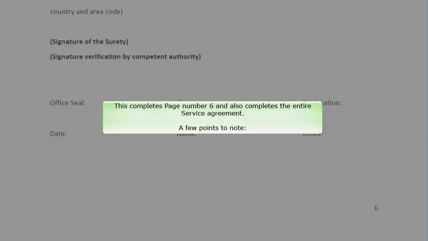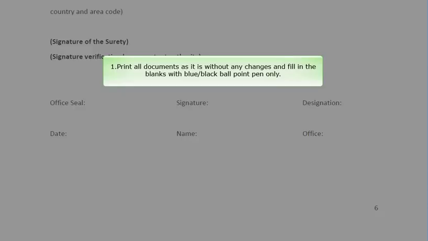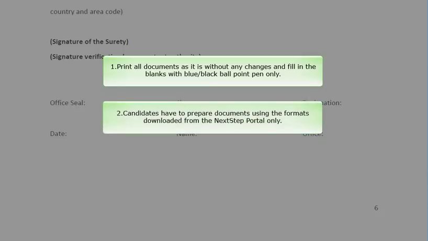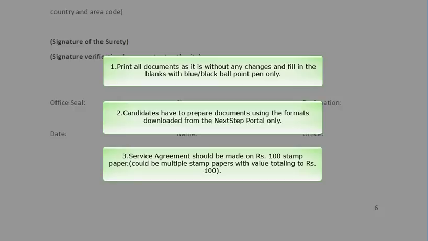A few points to note. Print all documents as it is, without any changes, and fill in the blanks with blue or black ballpoint pen only. Candidates have to prepare documents using the formats downloaded from the Next Step portal only. Service agreement should be made on Rs 100 stamp paper. Could be multiple stamp papers, with value totaling to Rs 100.